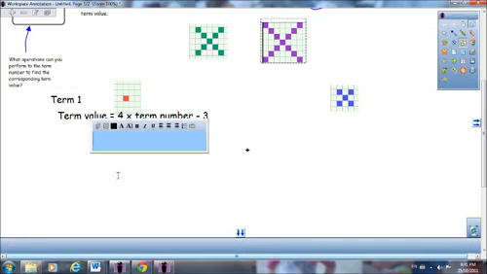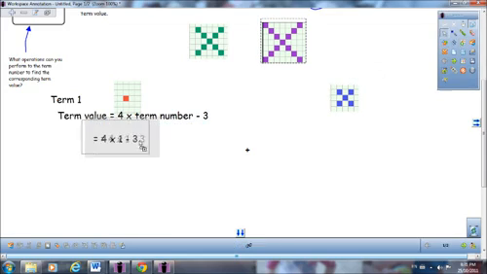Term value, keeping my equal signs lined up, equals 4 times, well, how many values are there, what is the value for term 1? 1 minus 3. What I've done right now is called substitution. I've substituted the term number into the equation. So I no longer have the words, but I've got how much the term value actually represents for the first term. So 4 times 1 minus 3.